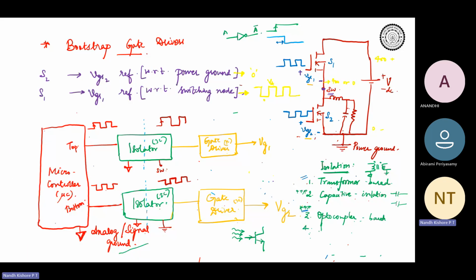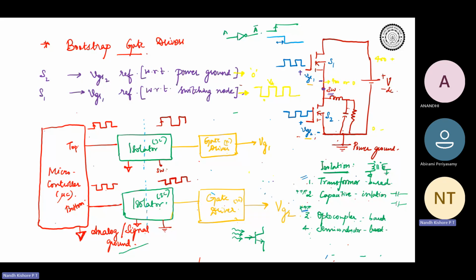And people have what are known as semiconductor based isolation. I'm not going into that, just for your info. So these are the different ways by which you achieve isolation. So we have isolated the microcontroller from the power side.